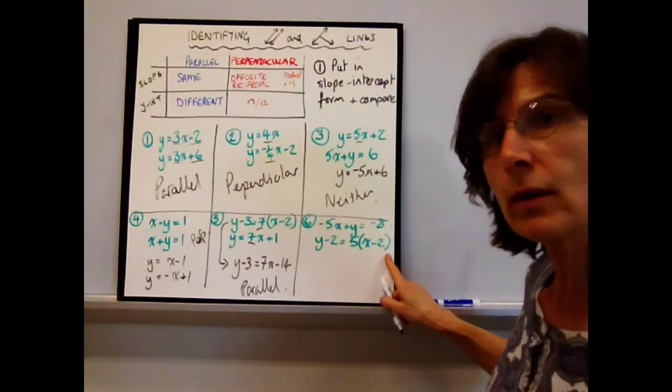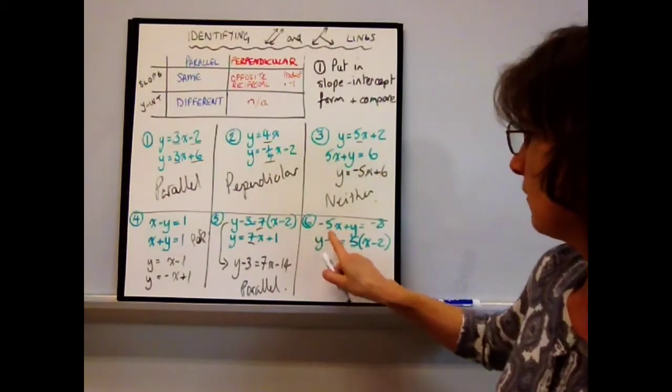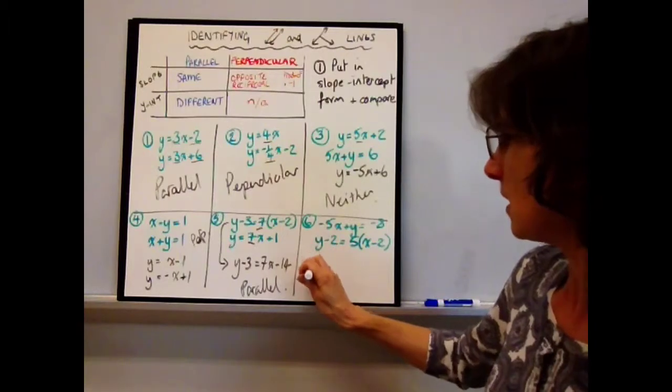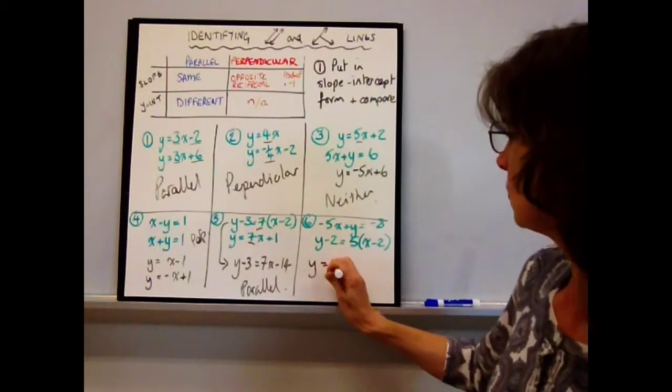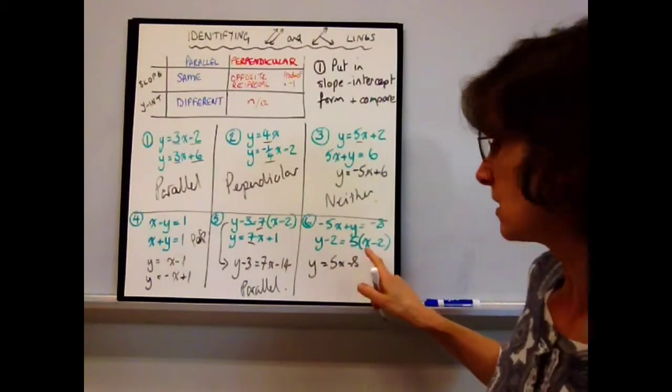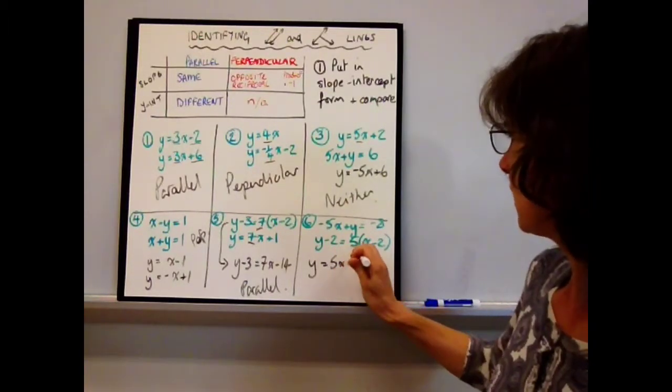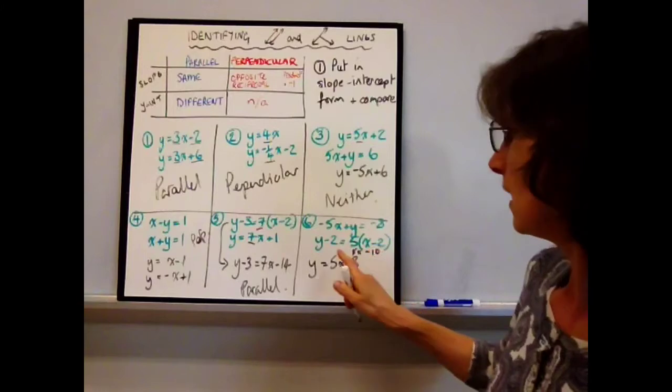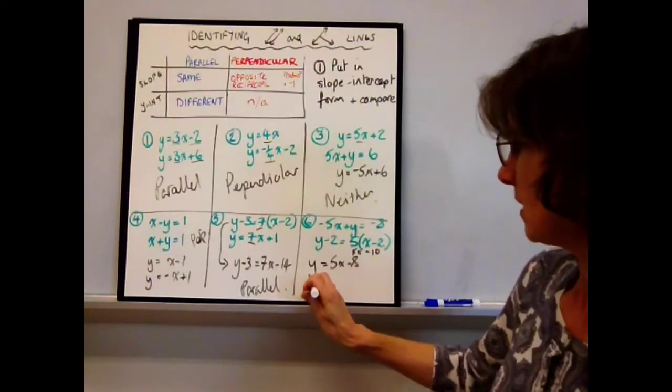And the last one, whoa, we've got a standard form and we've got a point-slope form. So we've got to do a lot of rearranging. We'll do this little fella first. I'm going to add 5x to both sides and get that y is equal to 5x minus 8. I'm then going to distribute this, and I'm just going to put that down there. And then I'm going to add 2 to both sides, and I'll write it down here.